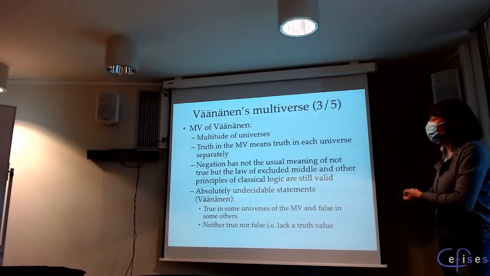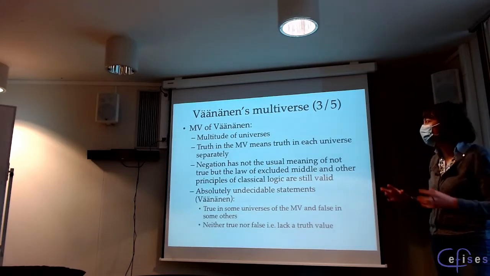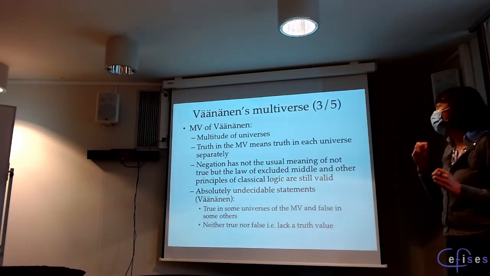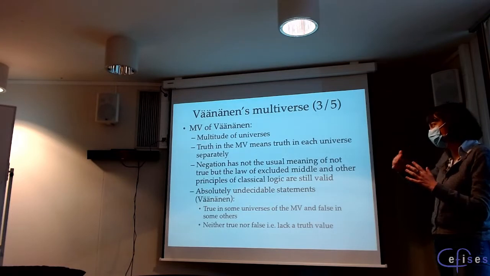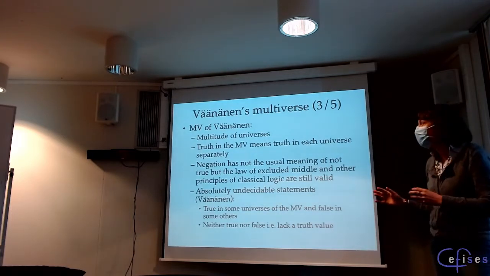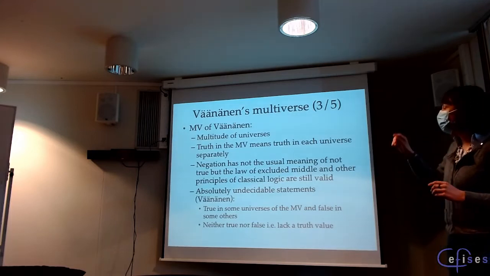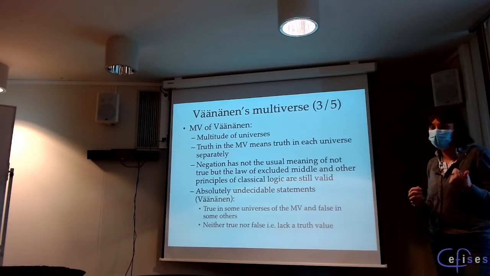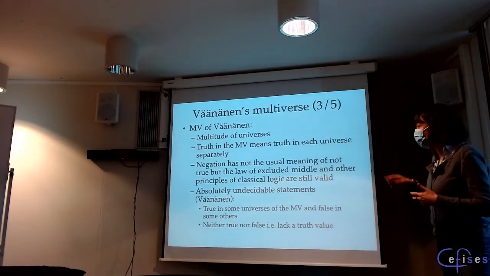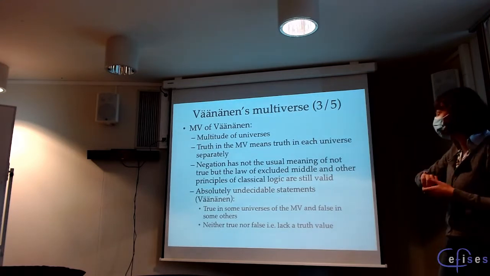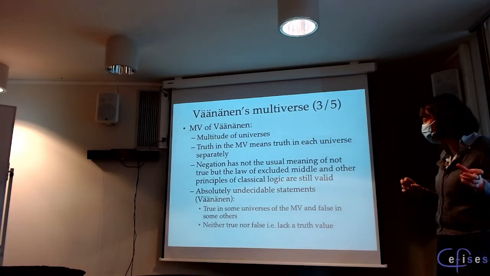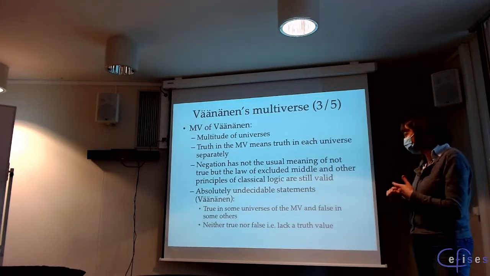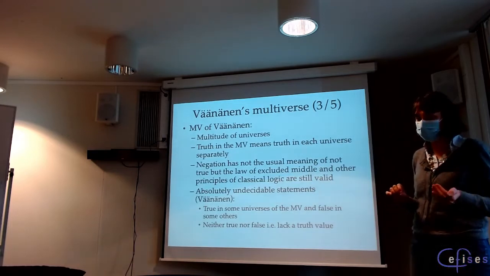So the conception of the multiverse for Väänänen is that you have a multitude of possible universes. And to have the truth in the whole multiverse means that you need to have the truth in each of the universes that are making the multiverse separately. So that's one of his conditions on the truth, because of course the truth is a big issue in the multiverse conception. He also, as I mentioned, the negation lost the usual meaning of not true, but he keeps the law of the excluded middle and the traditional principles of classical logic that are still valid in this universe.